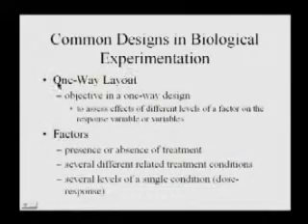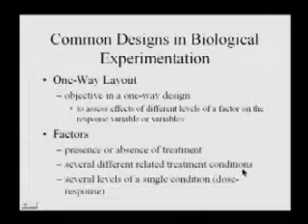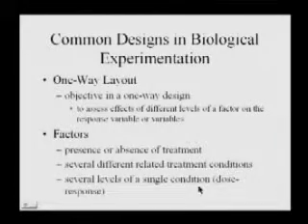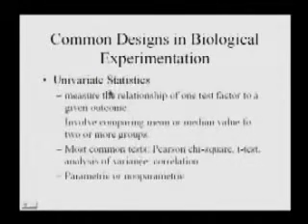So a one-way layout, we would have an objective to assess the effects of different levels of a factor on the response variable or variables. So the factors then could be presence or absence of a treatment, several different related treatment conditions, or several levels of a single condition or a dose response. And this is the example that we will see in just a moment.